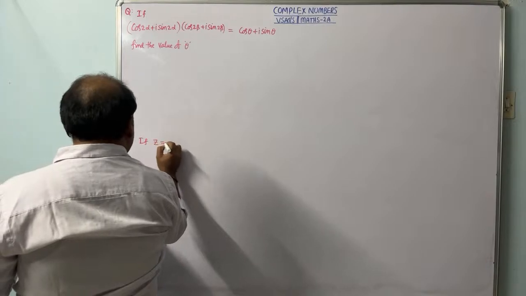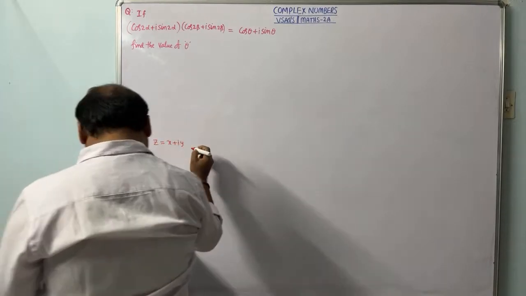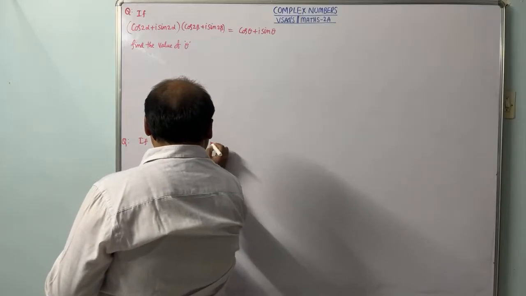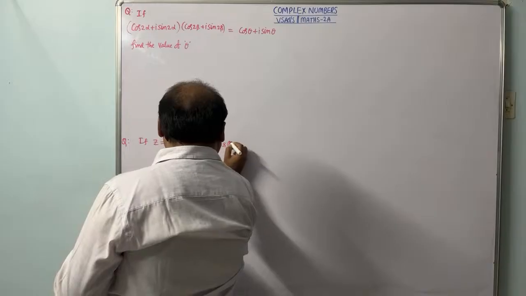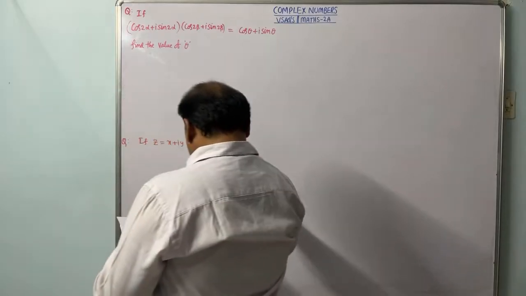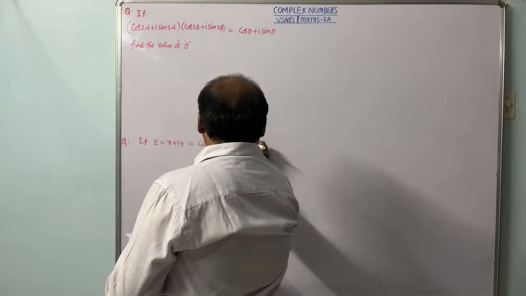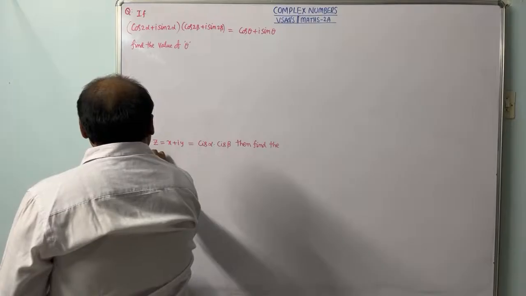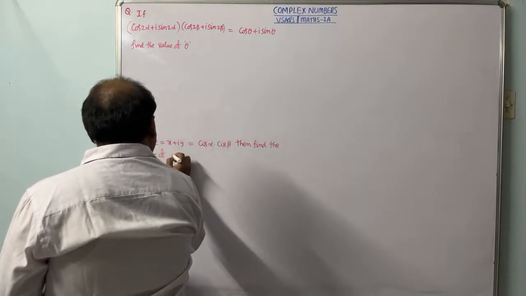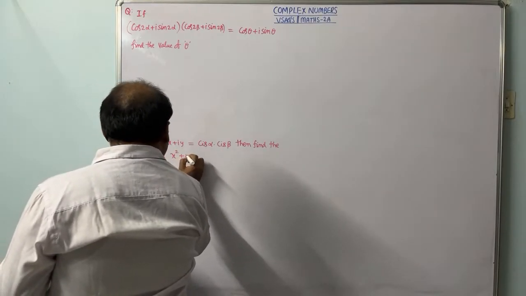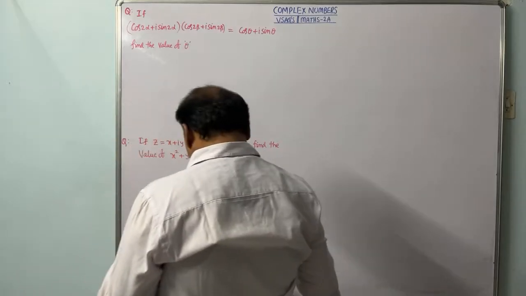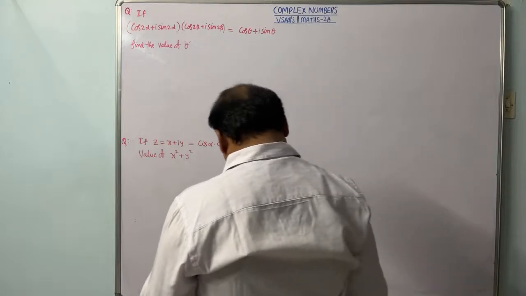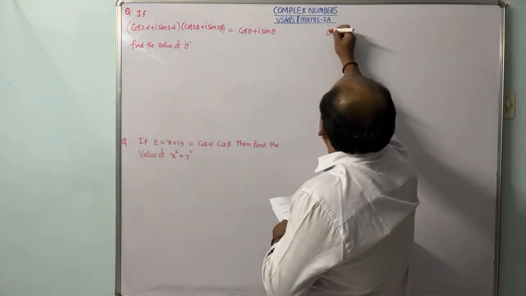If z = x + iy = cis α into cis β, then find the value of x² + y². Here the next question.